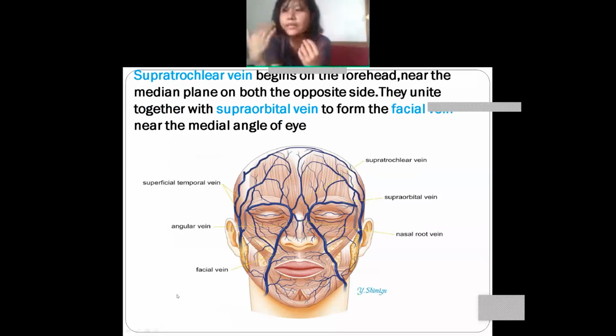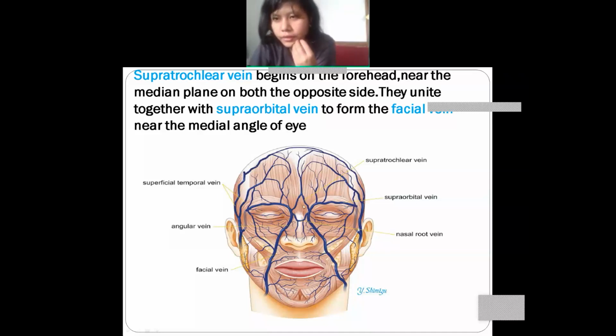Okay, next is about the veins that you will find in the face. I mean, in which area, what kind of veins you will find. So we will discuss now. First, we will get the supratrochlear vein. The supratrochlear vein is here. It begins in the forehead. You can see from the picture itself. Can you see this?